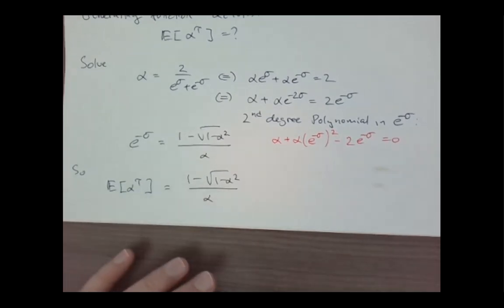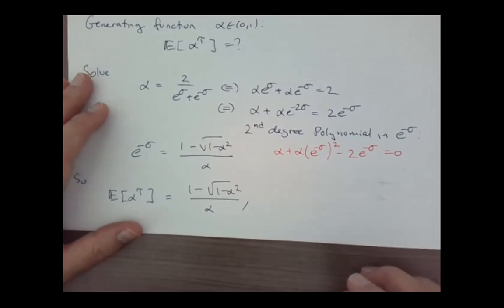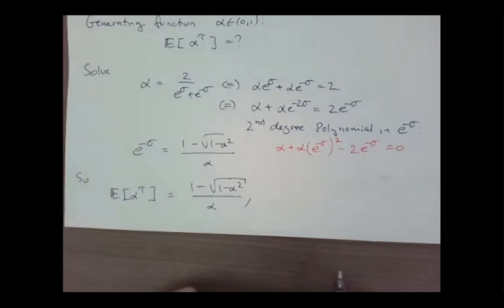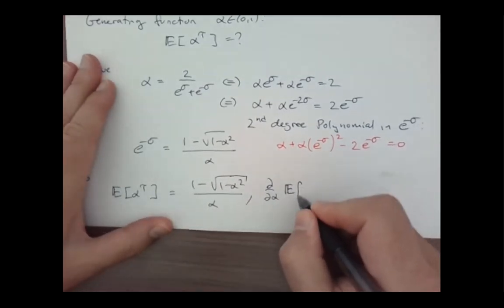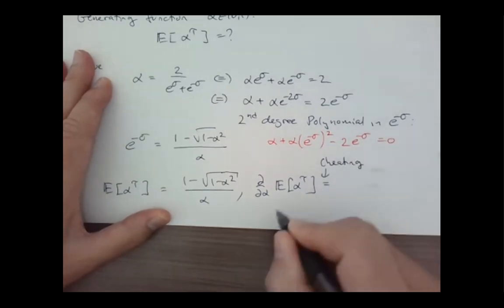How do we use the generating function to compute moments? It's not quite the moment generating function, but maybe we can get some inspiration from it. How would we use the moment generating function to compute moments? Taking derivatives. Okay, so let's try to compute a derivative of, say, alpha to the tau.